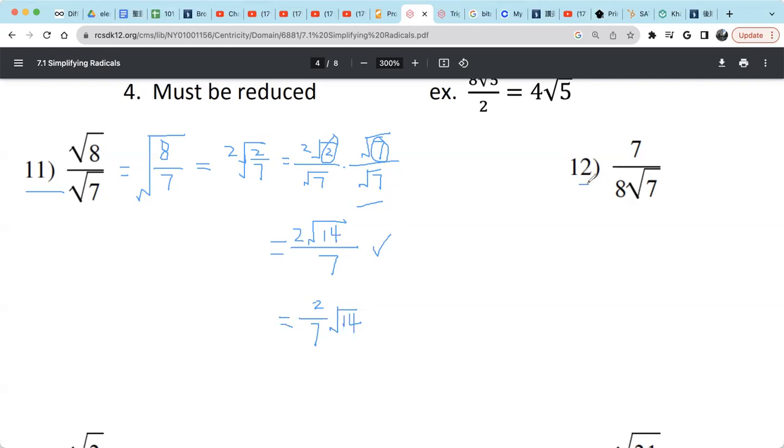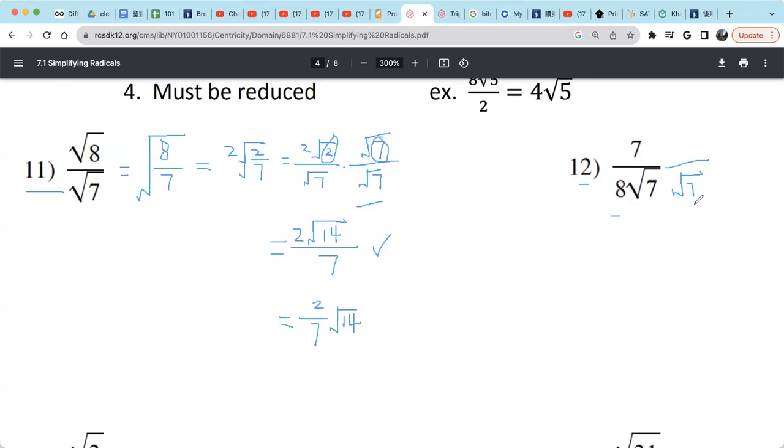Now let's see 12. The numerator will have 7, the denominator will have 8 radical 7. All we have to do is rationalize the denominator, which means make the denominator a rational number.